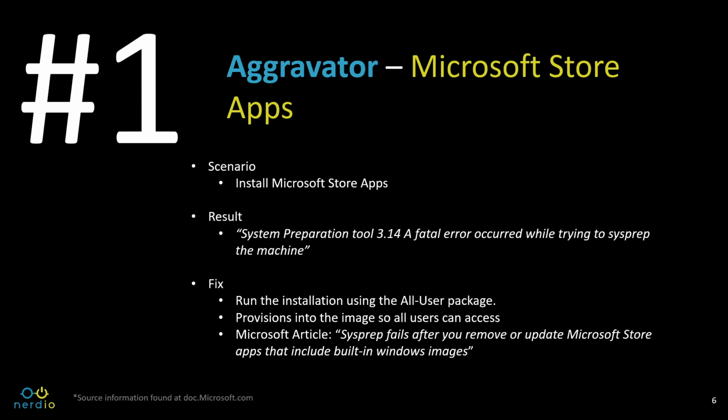So, the first aggravator on my list here has to do with Microsoft Store apps. And to explain this better, I'll give you a scenario. Let's say you are working on a WVD pool template. You know that users will require the mail, calendar, and travel app from the Microsoft Store. So what do you do? You go to the Microsoft Store and then install or update those apps.